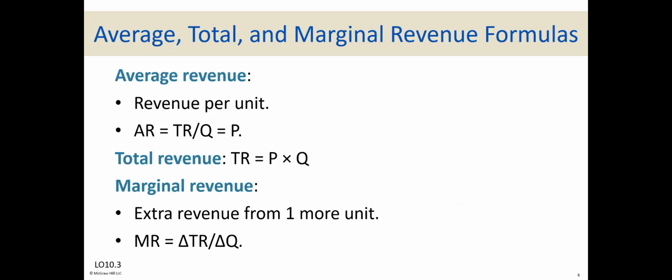There are other terms we need to know. The first one is average revenue. This is the revenue per unit, which equals the price of the good. Average revenue is TR divided by quantity. Total revenue, TR, is calculated by multiplying the price by quantity sold. TR is equal to P times quantity sold. Marginal revenue is the additional revenue from selling one more unit. Marginal revenue is change in total revenue divided by change in quantity.